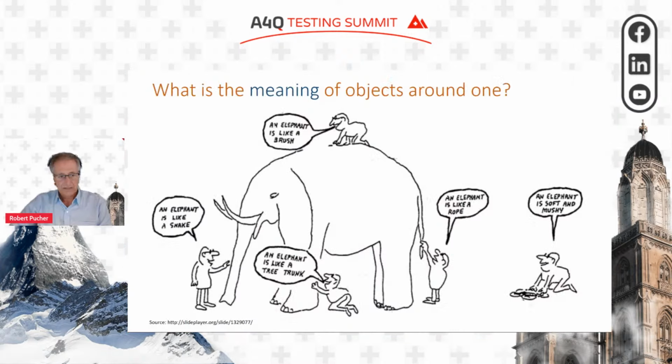So in the end, what we need to find out in our lives is the meaning of objects around us. And our senses, our brain, and everything we have are perfectly designed to understand, for example, what an elephant is, what an elephant means.